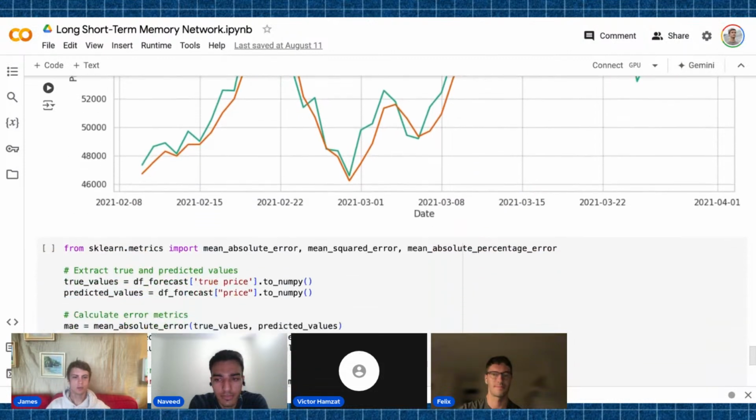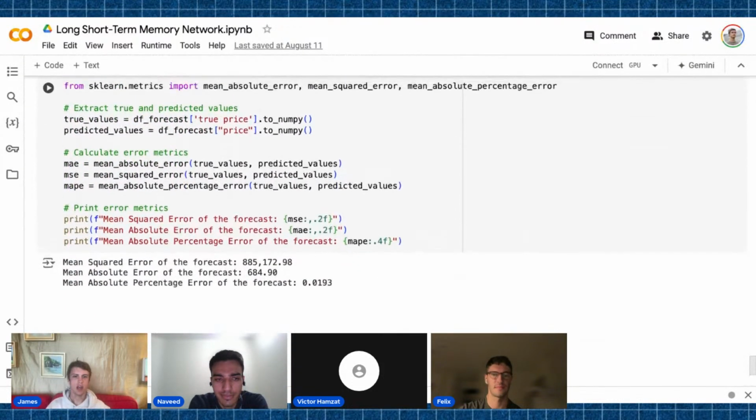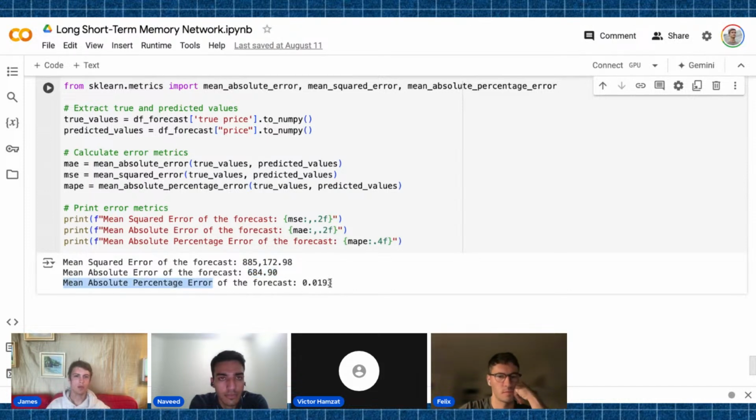And we can measure the error. Measuring the mean squared error or the mean absolute error is going to give a really high number because we're dealing with thousands of dollars. The mean absolute percentage error here shows, okay, so this should be 19%. Wait, no, that should be 1.9%, which is actually super low. Isn't that, Naveed?